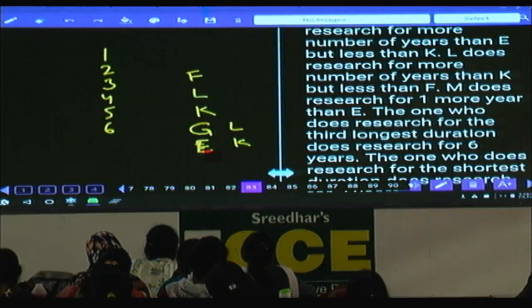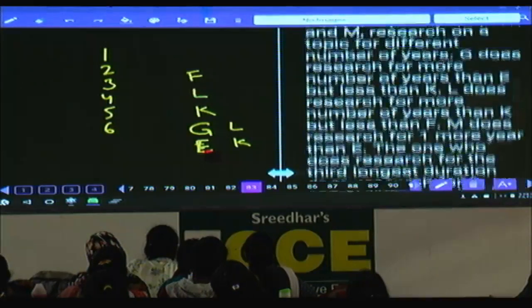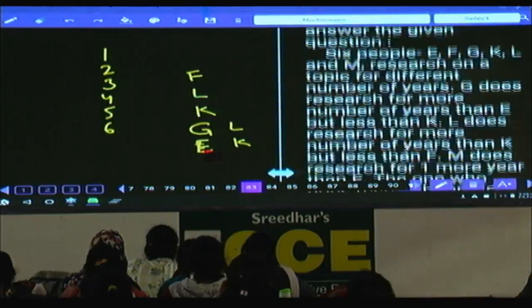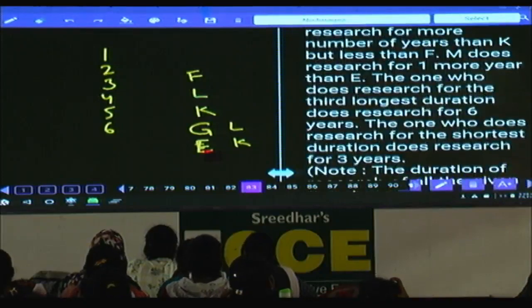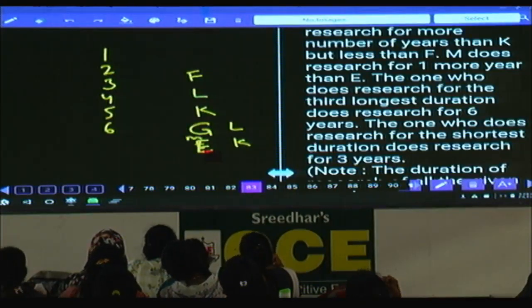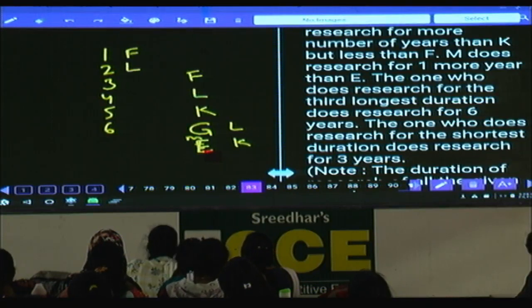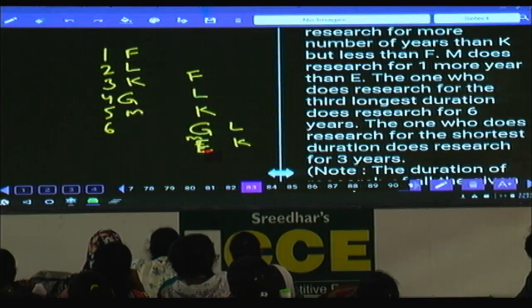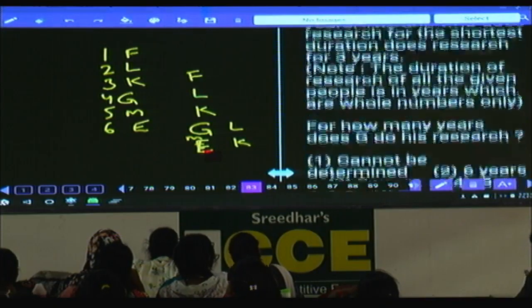And M does research for 1 more year than E. Here it is clearly given they are of different years, isn't it? As a different number of years, 1 more than E, hence M must be in between G and E, isn't it? Then what is the order we have? F, L, K and G, M and E. This is the order in which these 6 persons did their research.